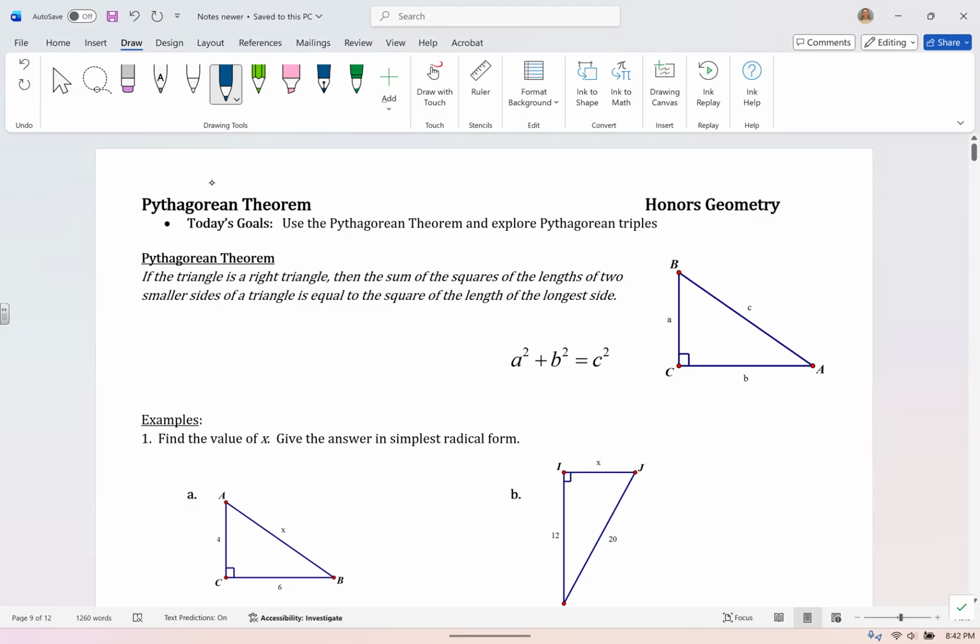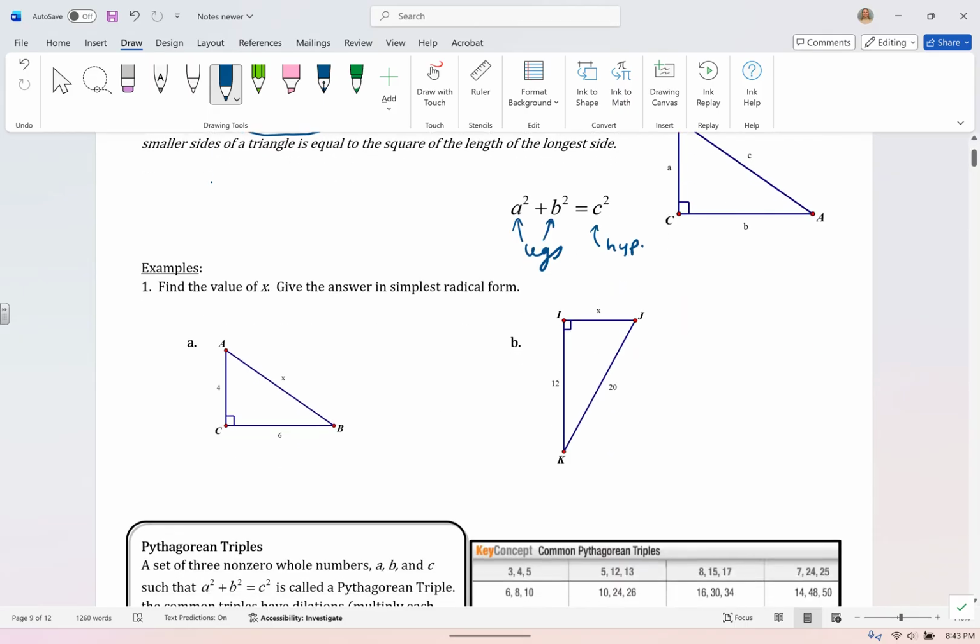So here we go. The main thing is the Pythagorean theorem works with a squared plus b squared equals c squared. So a and b are legs, and c is the hypotenuse. And a squared plus b squared equaling c squared only works if you have a right triangle. Okay, and so that is the Pythagorean theorem, and it can be proven. We're not going to do that this year.